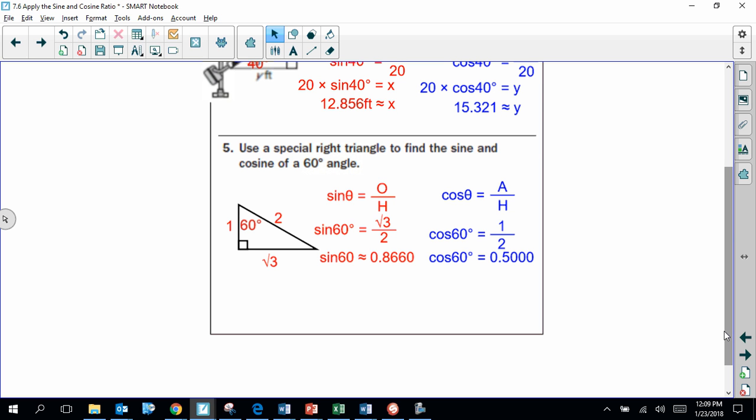So that's going to wrap it up here for sine and cosine. Remember, sine is the opposite side over the hypotenuse. Cosine is the adjacent side over the hypotenuse. And opposite and adjacent will naturally change depending on which acute angle you're using.